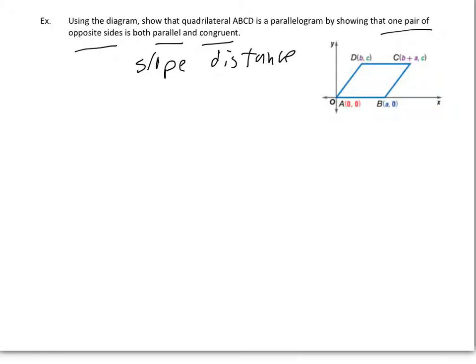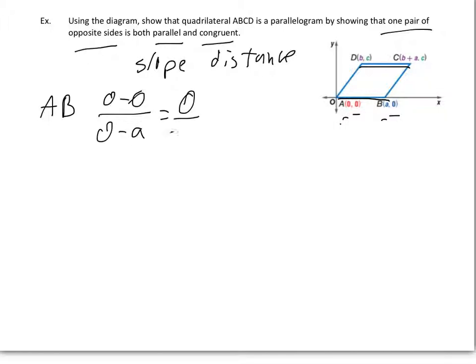So let's pick a side. Let's go with AB and CD. We don't have to worry about the other segments, just those two. So we're going to find the slope of those first. So the slope of AB is going to be 0 minus 0 on top, and then 0 minus A. Leaves us with 0 over negative A, which is just 0.